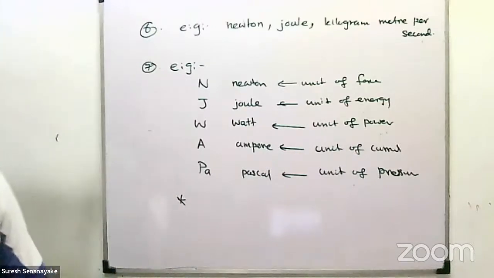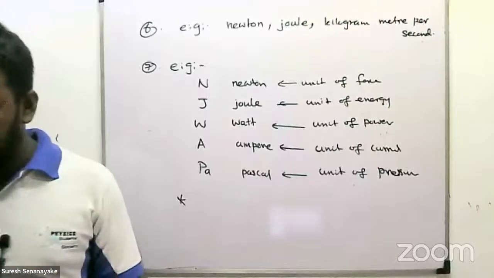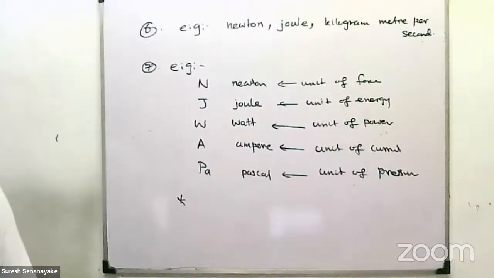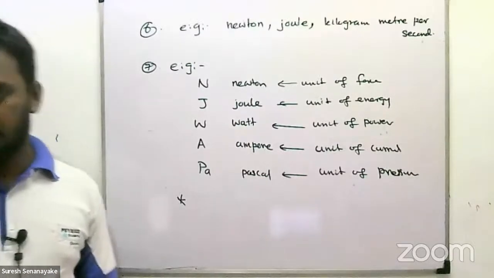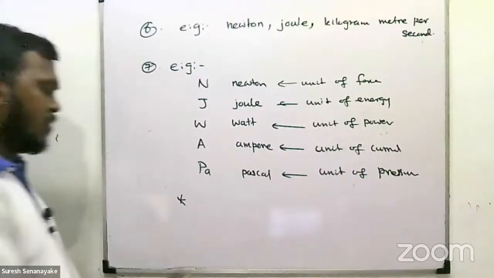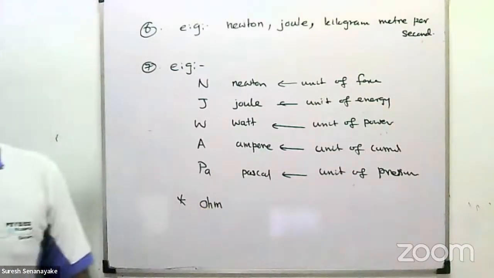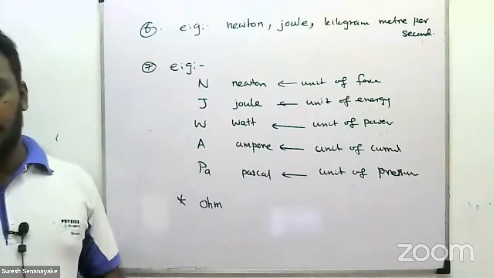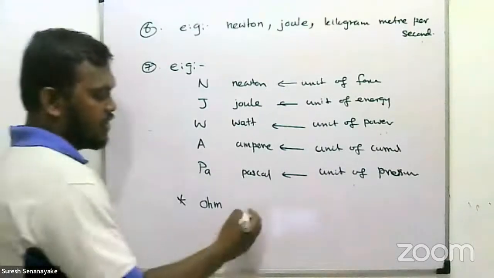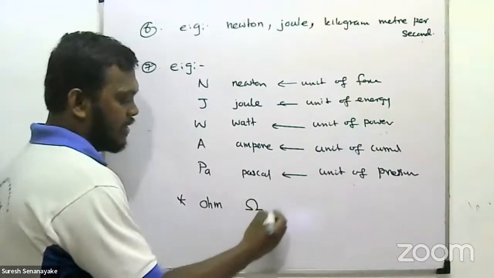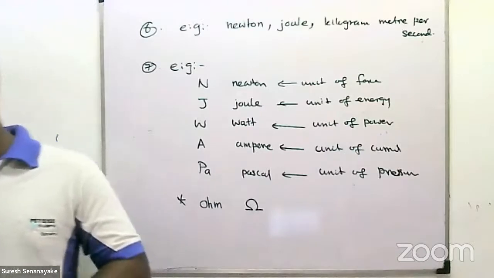After you write this, put this right there: the unit of resistance is ohm, which is the name of a person. Its unit symbol is omega, the Greek letter.